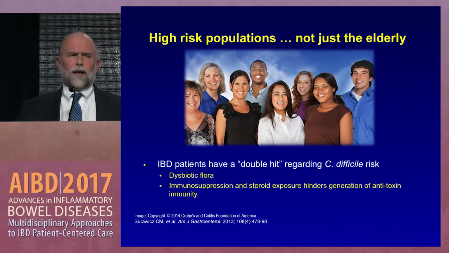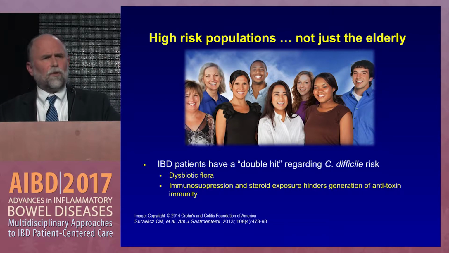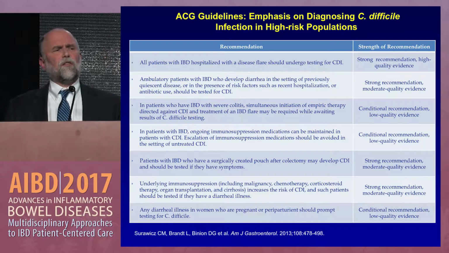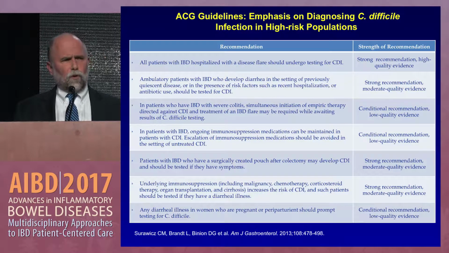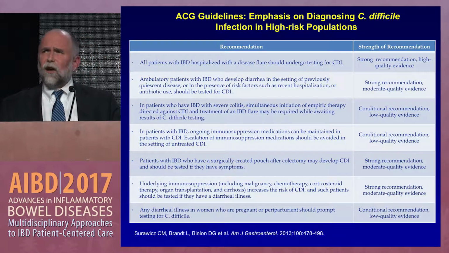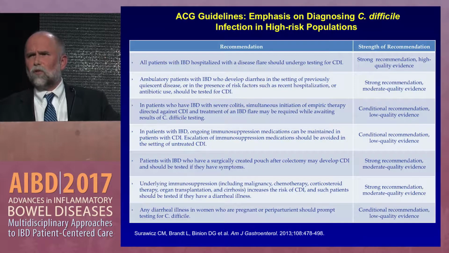Now, we heard from Dr. Katz that the elderly clearly is the prototypical risk factor for getting into trouble with C. diff, but it's not the only group of individuals. These young folks here with IBD have a double hit due to a dysbiotic flora and lots of immunosuppression and unfortunately still too much steroid exposure. So 5 out of the 7 categories that were identified for the ACG guidelines emphasized identifying IBD patients, J-pouch patients, people who've been stable with their IBD, suddenly flaring. These are all the scenarios where we have to make that diagnosis. And every IBD patient admitted to the hospital, it's mandatory that we send off testing.